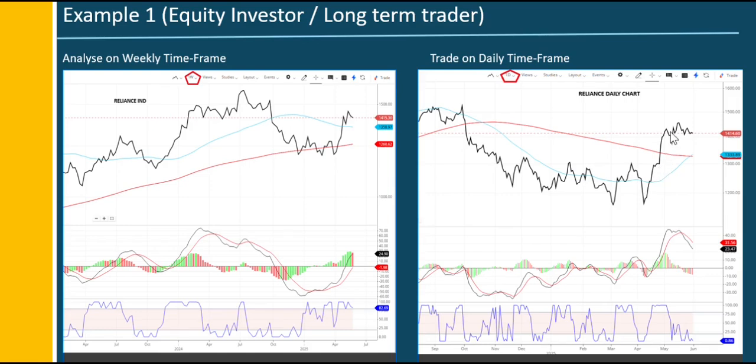So when Reliance goes up and touches the 50 SMA, we are already in profit. And again, looking at the future trade now with the weekly as well as daily, we can start slowly scaling out and booking our profits.